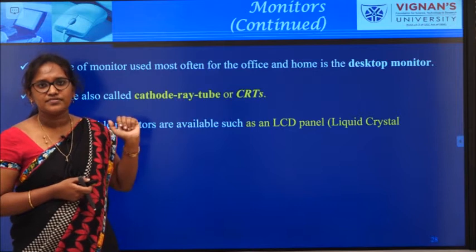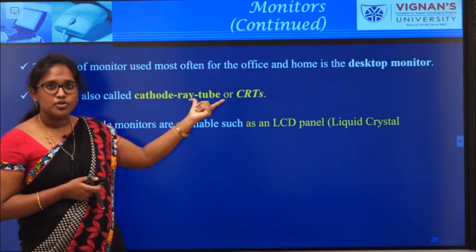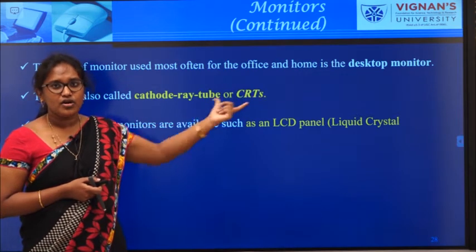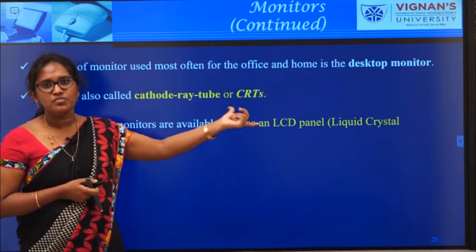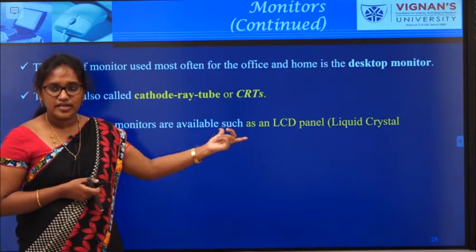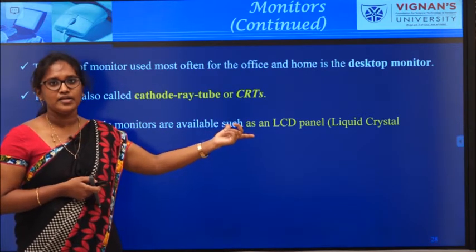So, what makes the difference is that a cathode ray tube is not at all portable. We cannot move such monitors from one place to another. LCDs, however, are very portable in nature.